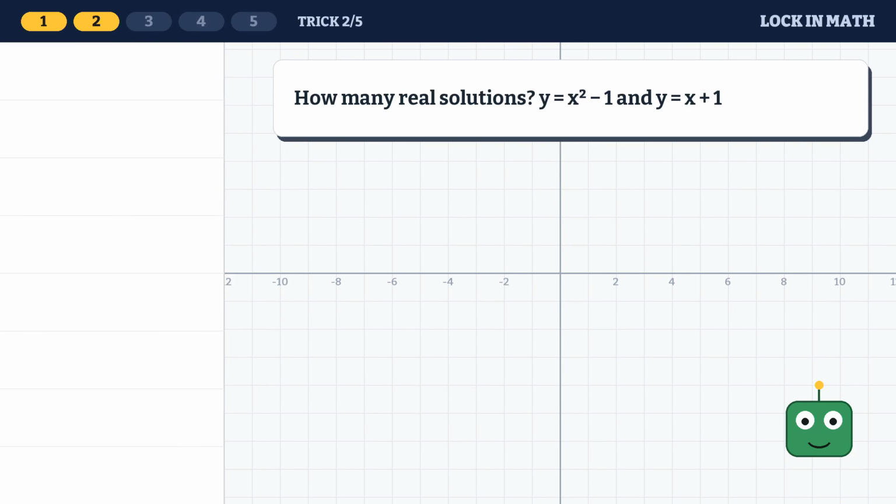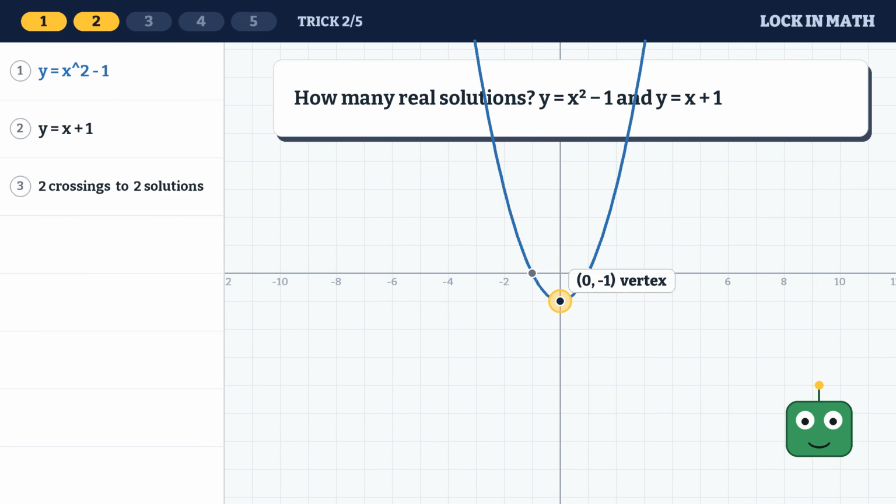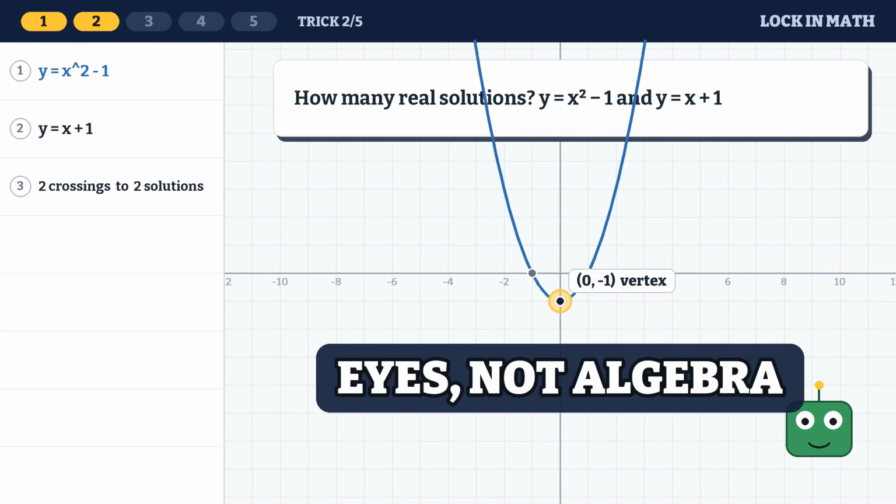Move 2, counting solutions to a nonlinear system. The SAT asks, how many solutions does this pair have? Skip the algebra, graph it. Type the parabola y equals x squared minus 1. Then the line y equals x plus 1. Look where they touch: 2 crossings, 2 solutions. Never touch: 0. Just kissing: 1. Your eyes beat the quadratic formula every time.